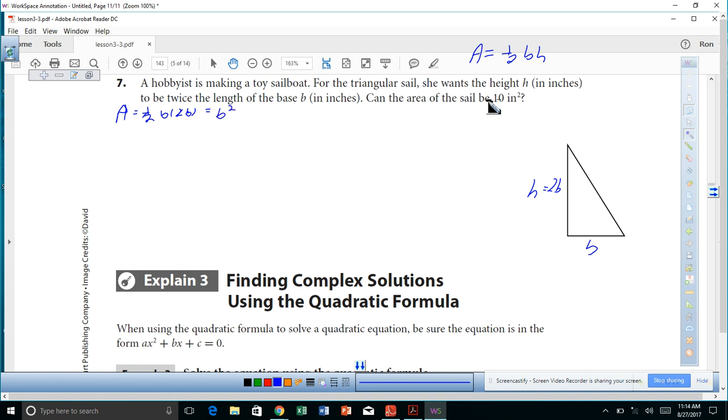Now, can the area of the sail be 10 inches squared? So we're going to put 10 inches in here for A. So 10 equals b squared. Okay, subtract 10 from both sides, and you got 0 equals b squared minus 10. And I'm going to swap that around so it looks like what we've been doing. b squared minus 10 equals 0. All right. Now, we're going to find the discriminant.